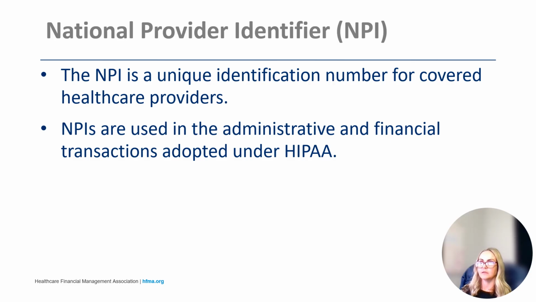And then lastly, another HIPAA identifier standardized is the National Provider Identifier, or the NPI. The NPI is a unique identification number for covered healthcare providers. Covered healthcare providers in all health plans and healthcare clearinghouses will use the NPIs in the administrative and financial transactions adopted under HIPAA. The NPI is a 10-position intelligence-free numeric identifier. Essentially, it's a 10-digit number.